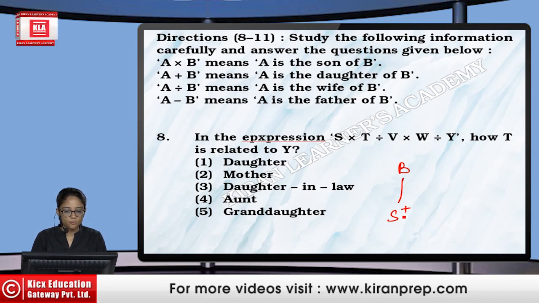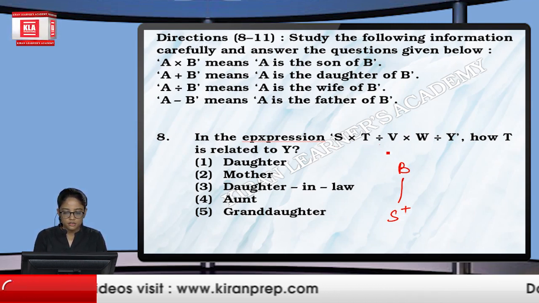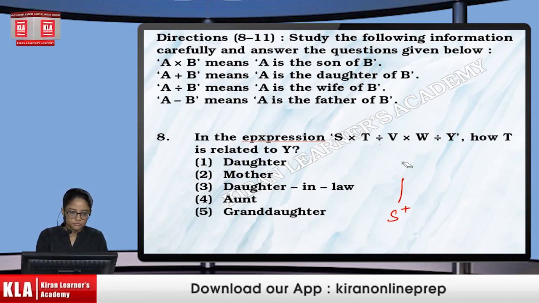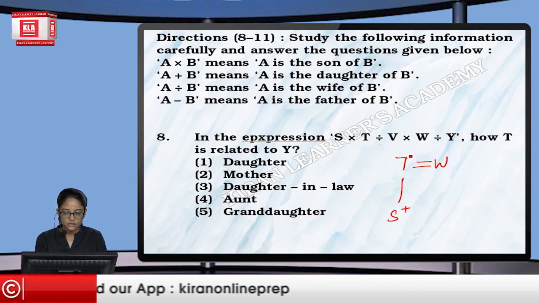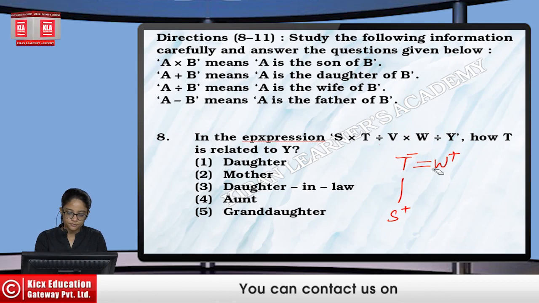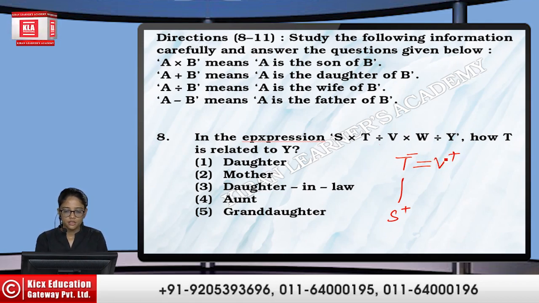S is the son of B. Next is divide. Divide means T is the wife of W. Sorry, V. And then we have cross. Cross means son. V is the son of W.